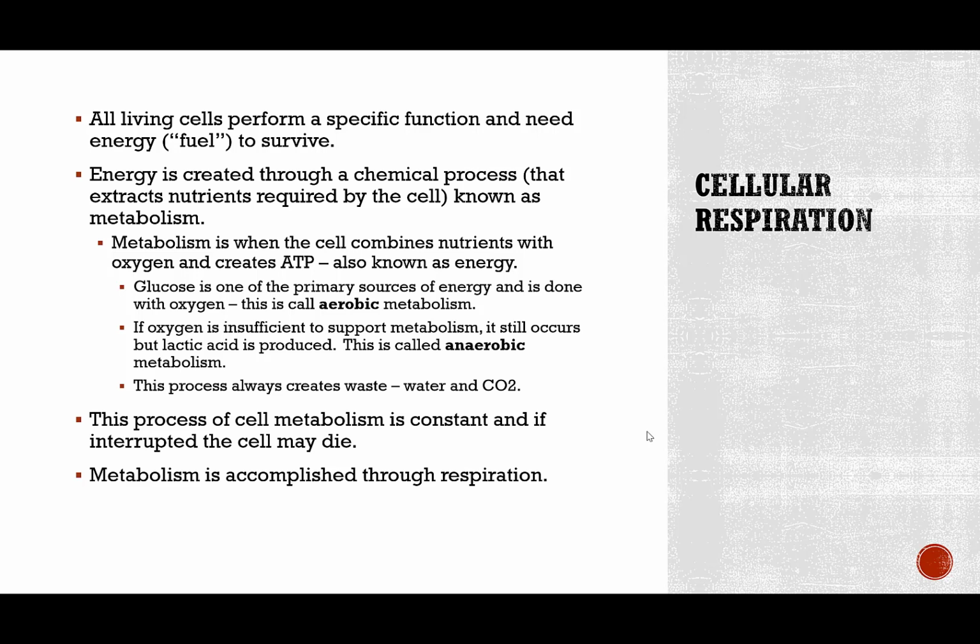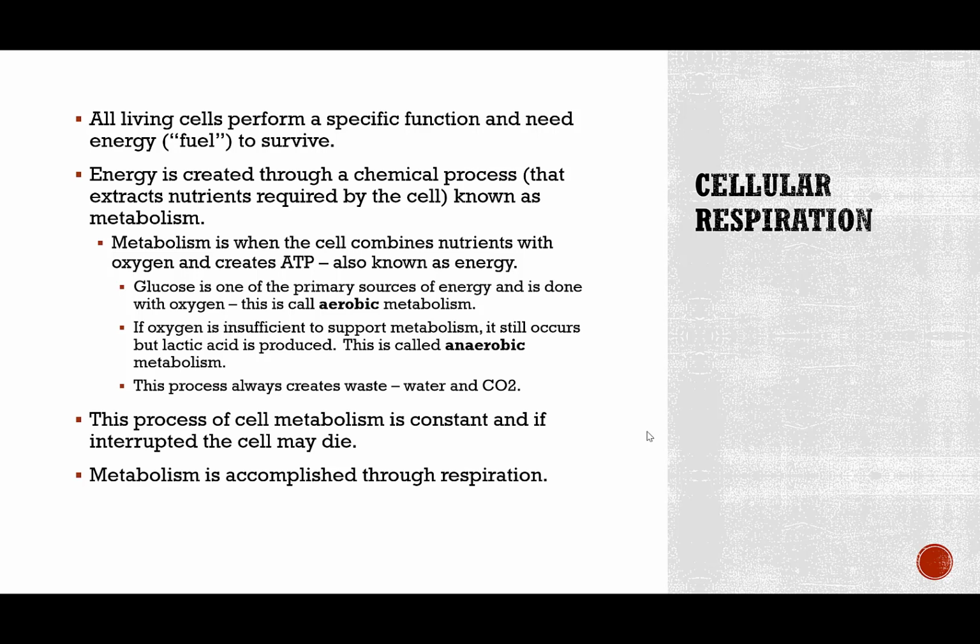So chemical processes always take place at a cellular level. We learned that early on. And this process is known as metabolism. I warned you, you were going to need to know aerobic and anaerobic metabolism. So metabolism is when the cell combines nutrients and oxygen and creates something called ATP.